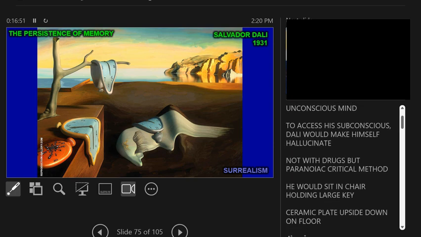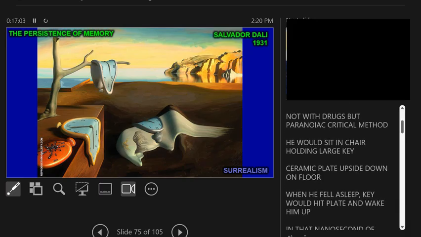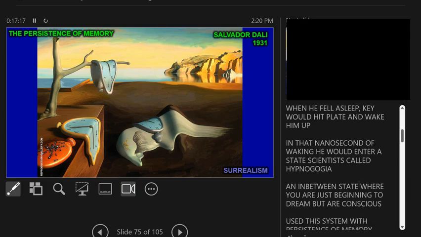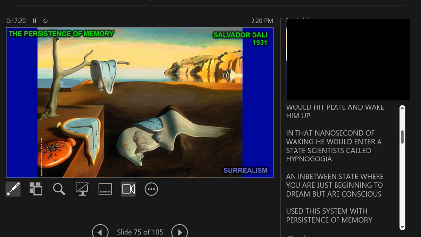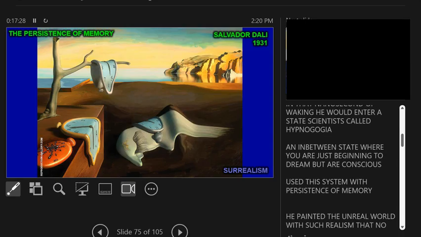Dali used a trick that would make him hallucinate. In order to access his subconscious, Dali would make himself hallucinate, not with drugs, but with the paranoiac critical method. He would sit in a chair holding a large key, with a ceramic plate upside down on the floor. When he fell asleep, the key would hit the plate and wake him up. In that nanosecond of waking, he would enter a state scientists call hypnagogia, an in-between state where you are just beginning to dream but are conscious.